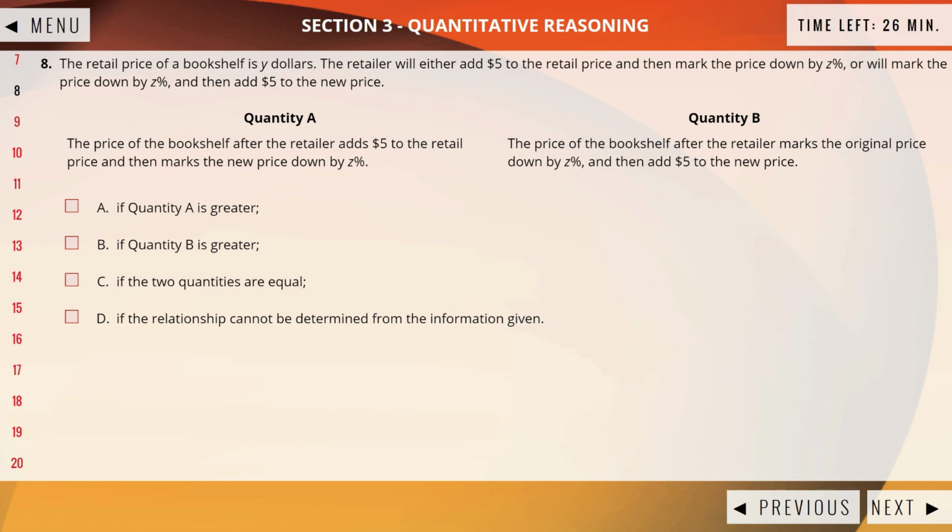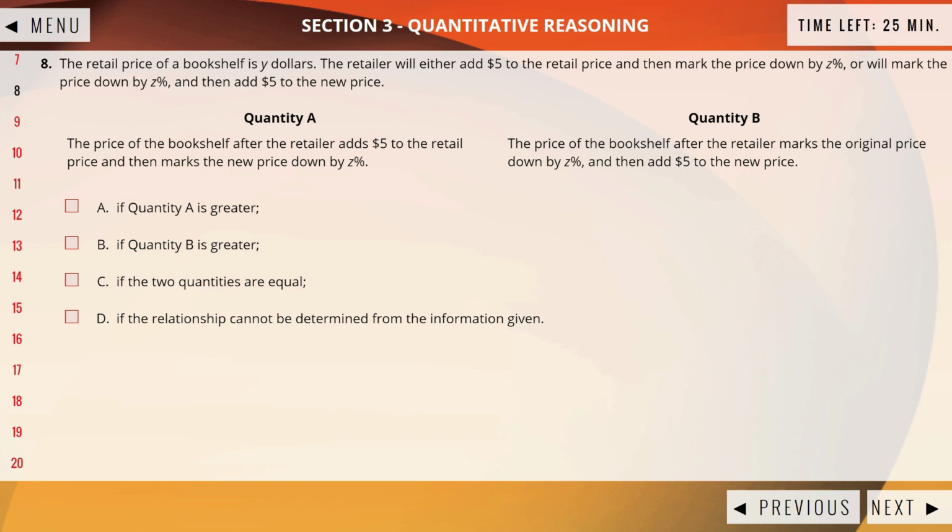Well, it depends, doesn't it? Because they're mixing up a percentage with an actual amount of $5. So obviously this is going to be a picking numbers kind of approach. But I just want to get my suspicion out there already, which is that the answer is going to be D, because they're mixing up Z% with 5 actual dollars, which is not a percent.